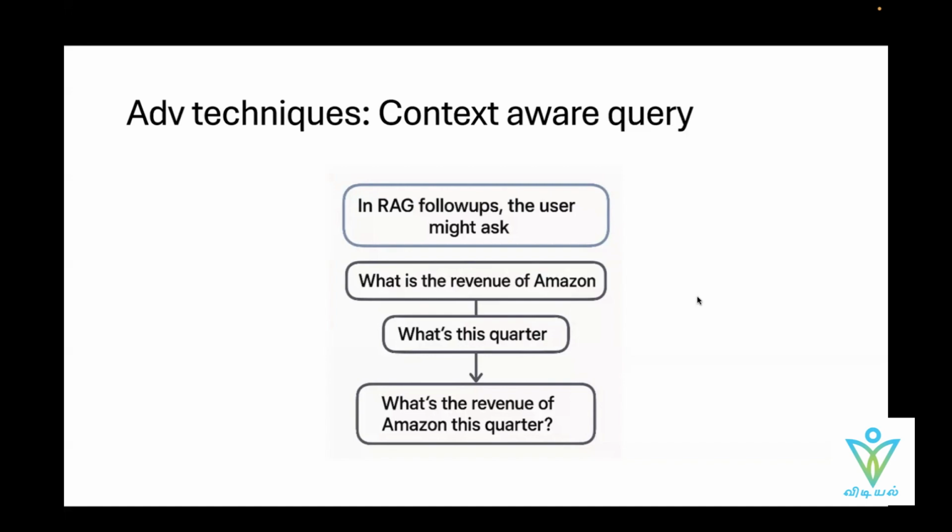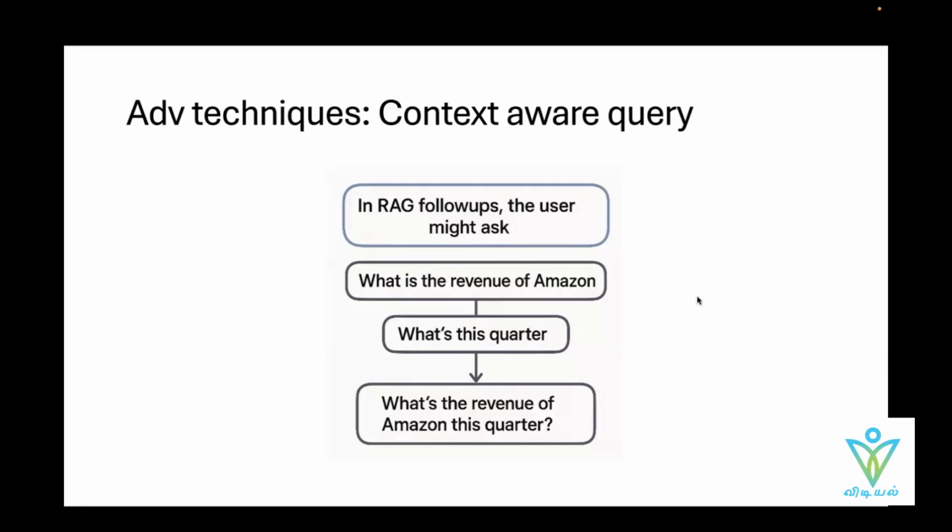So what you should do is, before doing the RAG search, you should reformulate this question in a way that you ask, what's the revenue of Amazon this quarter? So how can you do this? You can do this by looking at the chat history. So before doing the RAG call itself, you can give the current question that the user asked, along with the chat history of that user.